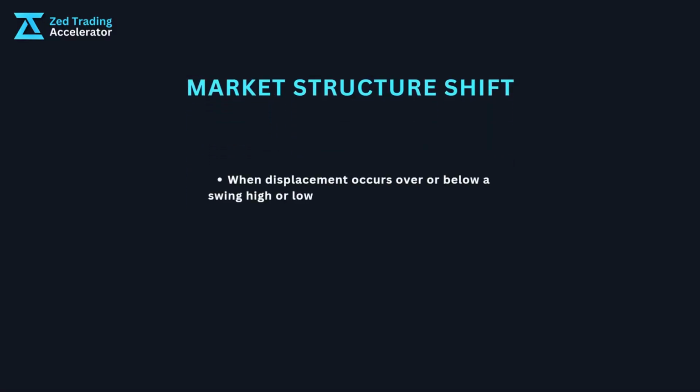So first, what is market structure shift? It is when displacement occurs over or below a swing low or swing high. Right? Remember the word displacement. Once again, it has a candle body close. Maybe you remember in the last video, I discussed exactly what a market structure shift is, right?